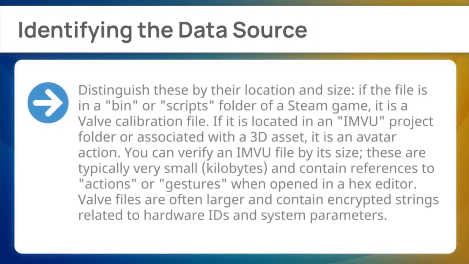First, identifying the data source. Distinguish these by their location and size. If the file is in a bin or scripts folder of a Steam game, it is a Valve calibration file. If it is located in an IMVU project folder or associated with a 3D asset, it is an avatar action. You can verify an IMVU file by its size. These are typically very small, kilobytes, and contain references to actions or gestures when opened in a hex editor. Valve files are often larger and contain encrypted strings related to hardware IDs and system parameters.